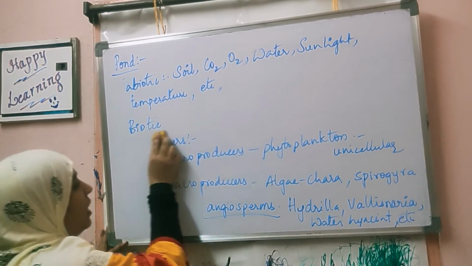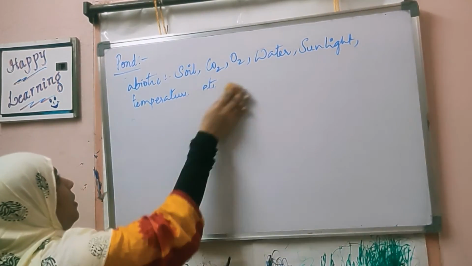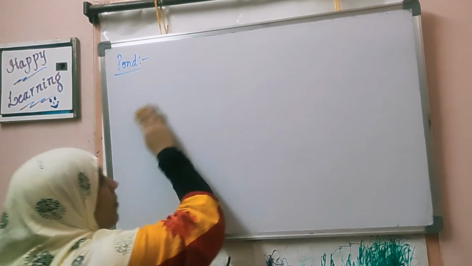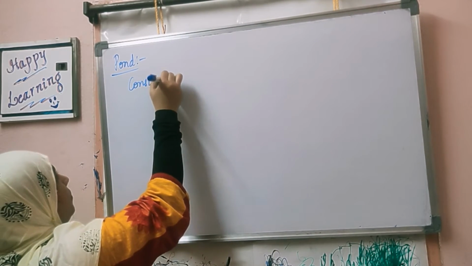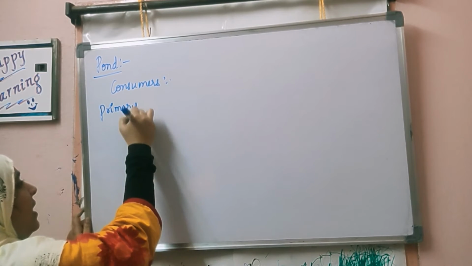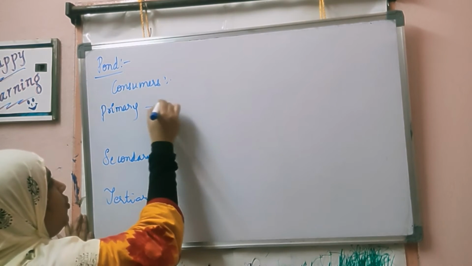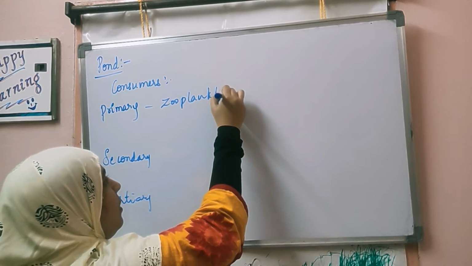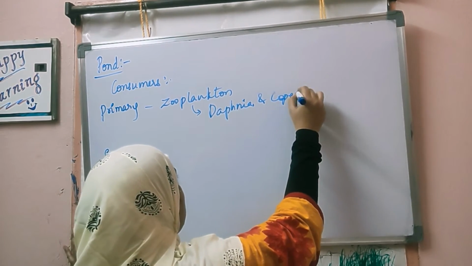Coming to consumers. Consumers in the pond ecosystem are divided into primary consumers, secondary consumers and tertiary consumers. Primary consumers include all the zooplankton which feed on phytoplankton. Examples for them are Daphnia and copepods.